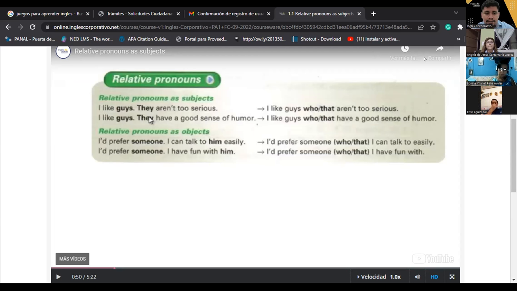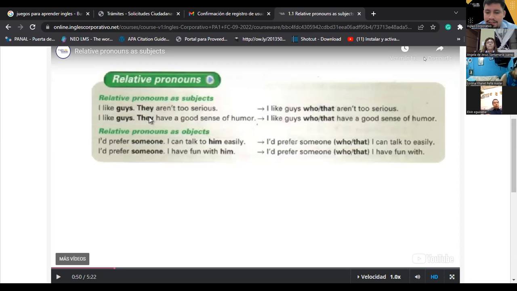Okay, so defining what a pronoun is, we can say that pronouns are words that substitute or replace the noun in a sentence. The most common pronouns that we have in English are I, you, he, she, it, we, they, and also you, because we have two different uses for those words. So pronouns are words that replace the noun. Good. So now we're going to take a look at what relative pronouns are.